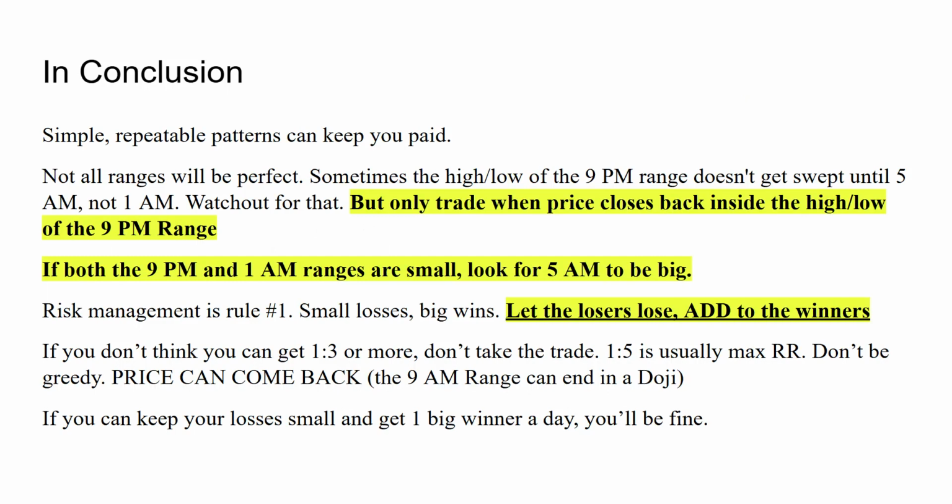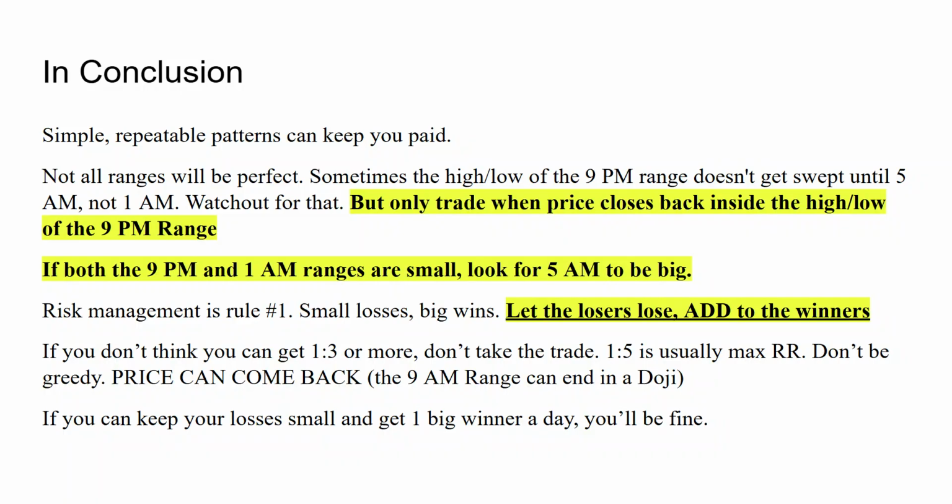Okay, risk management is still rule number 1. Keep the losses small. With this pattern, though, you can get big wins. So let the losers lose. They're inevitable. But when you're right, at least with me, I like to be right big. So if you don't think you can get 1 to 3 or more, 1 to 2, 1 to 3, don't take the trade. Sometimes if a range is small and you don't think it's going to really pay out, just don't take it. It's okay to have a standard. 1 to 5 is usually my max risk to reward. So don't be greedy. Price can come back.